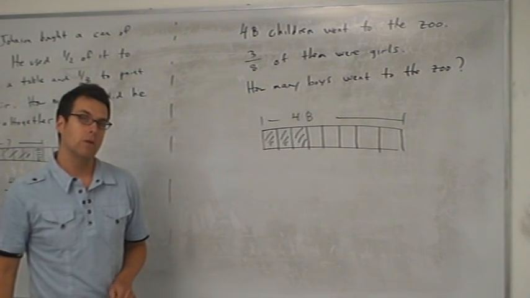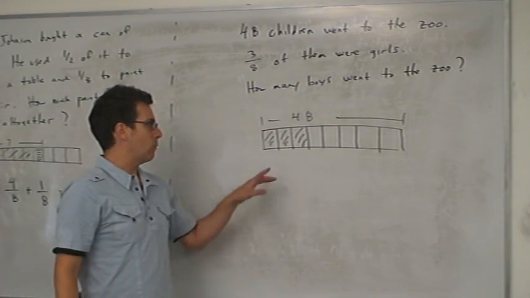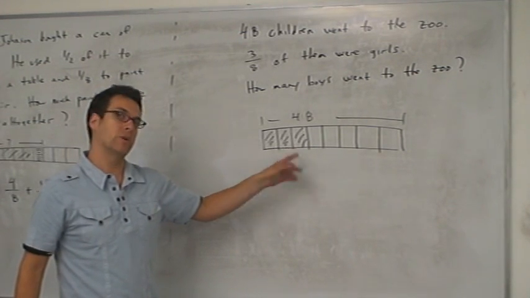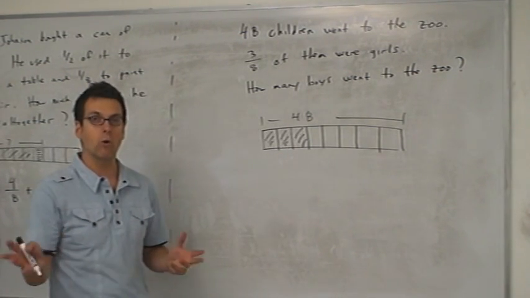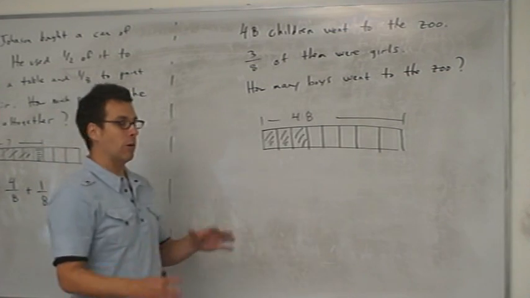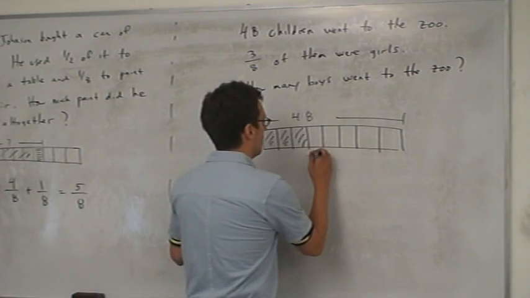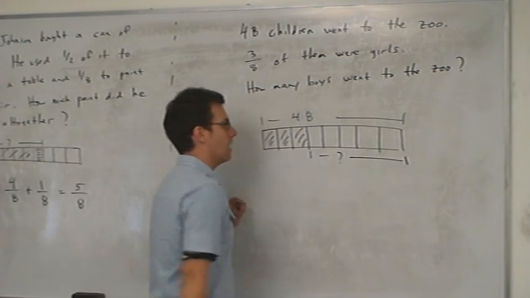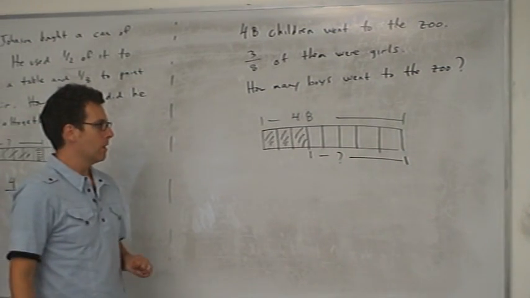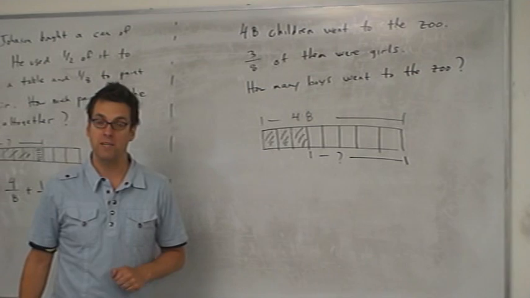So the fraction 3/8 is represented here. But there's a slight trick to this problem in that we're actually not interested in the shaded pieces, we're interested in the unshaded pieces. This is a part-whole type of problem in that we know what the whole is, we know what one part is, we need to figure out the other part. So the number of boys is actually the unshaded portion of the diagram, which is in this case 5 pieces.